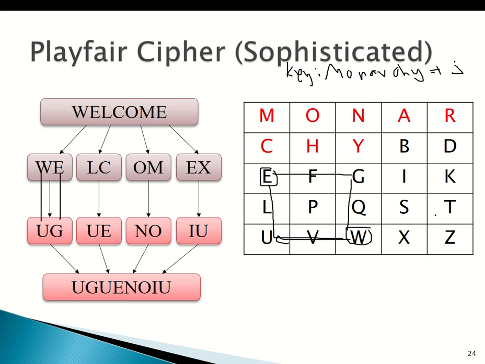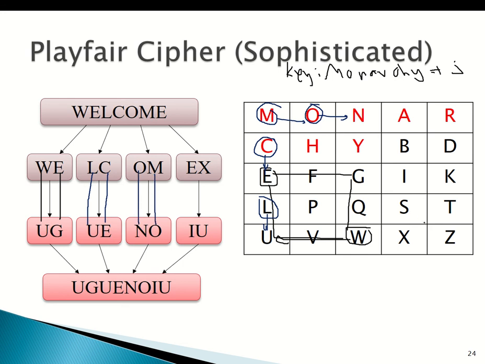L and C, the same thing. This is L. Where is L? I'm gonna change the letter color. L and C. They are on the same column. So C becomes E, and L becomes U. O and M. This is O, and this is M. Alright, so they are on the same row. M becomes O and O becomes N.